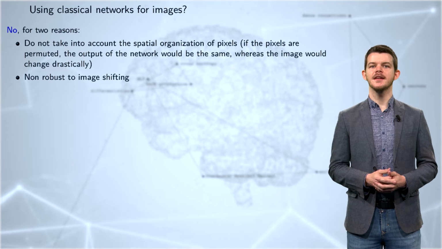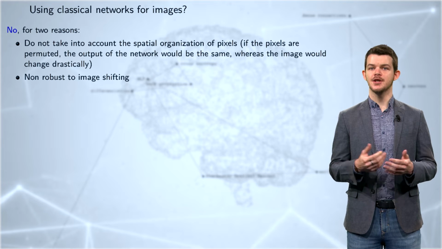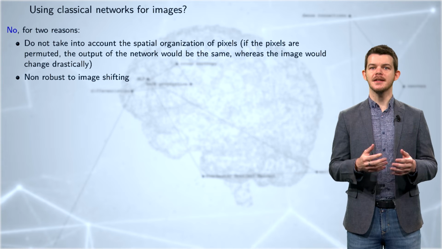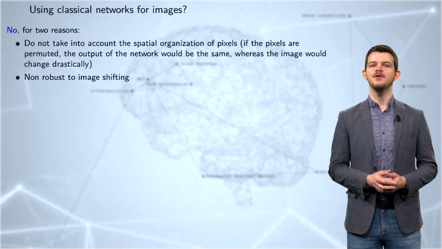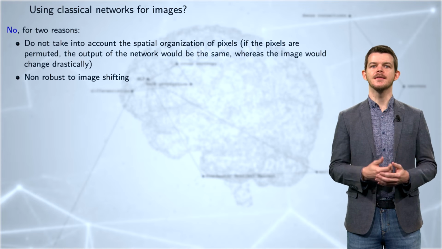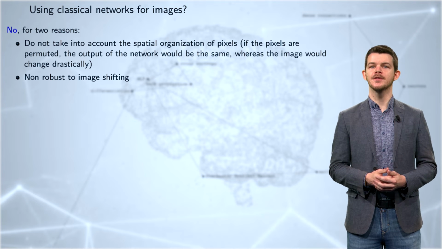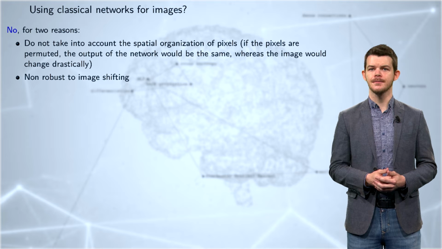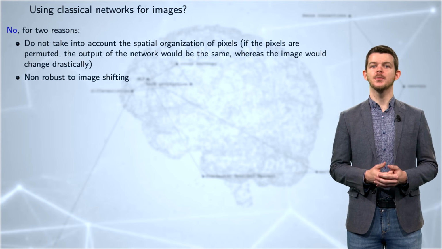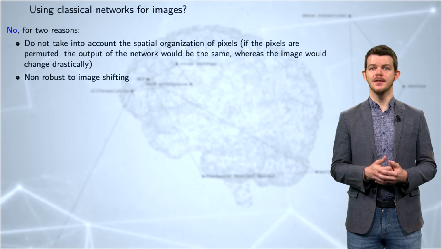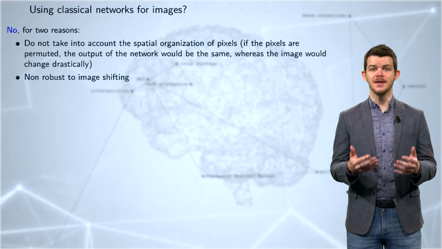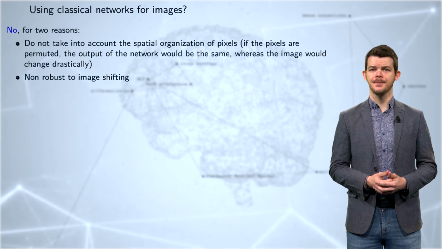Secondly, standard neural networks are not robust to image shifting. Assume that we have a uniform background and a cat on this background. If your aim is to detect the presence of the cat, then there is no reason that the classical neural network outputs the same result if we vary the position of the cat on the background. Of course, we would like the prediction of the network to be robust to this shift. We want to be able to detect an object wherever it is in the picture.